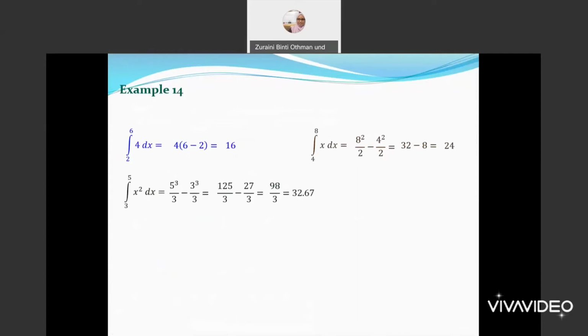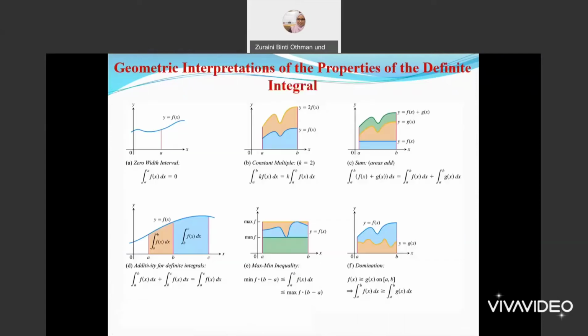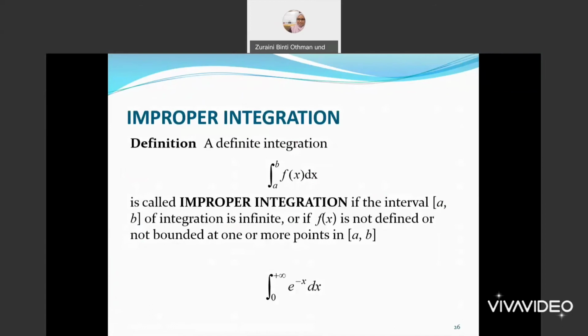And today we will continue with the integration. The topic is improper integration. What is improper integration? Okay, this is the definition. A definite integration, which is where we have the lower bound and upper bound, selang bawah dengan selang atas.